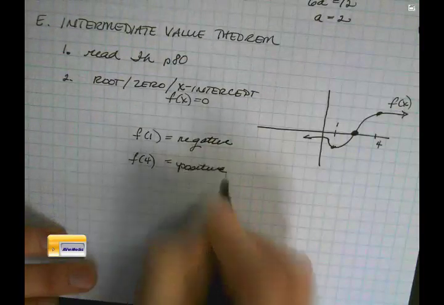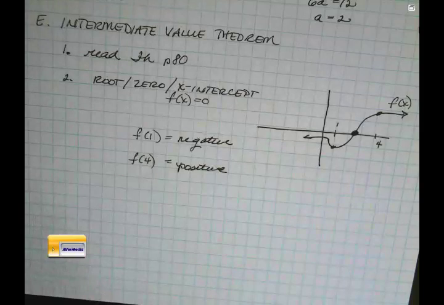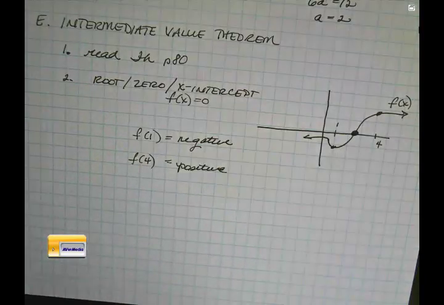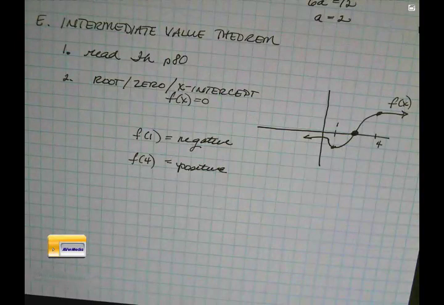So if the function is continuous and it changes from negative to positive or positive to negative, then there must be a 0 or an x-intercept or a root involved between those two values, because you can't break the function. It's got to be smooth and continuous. So we can prove that a root exists.